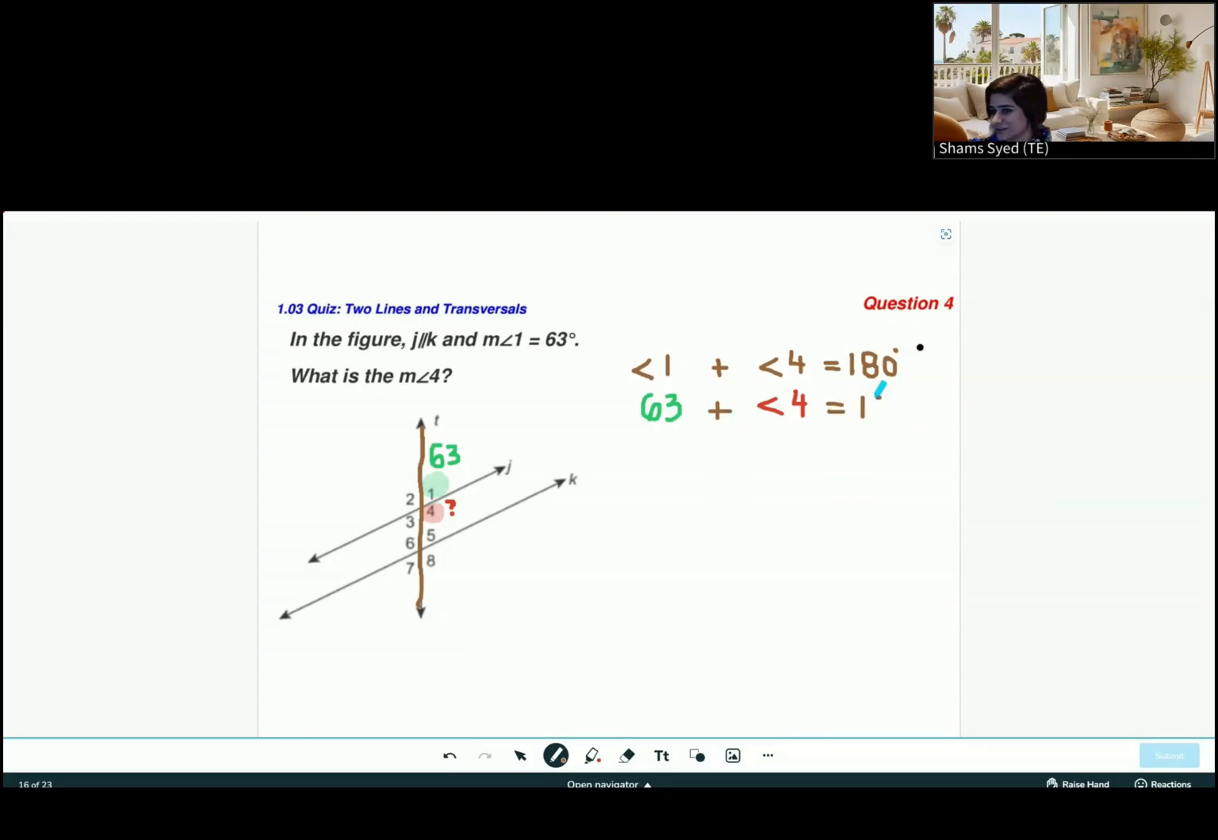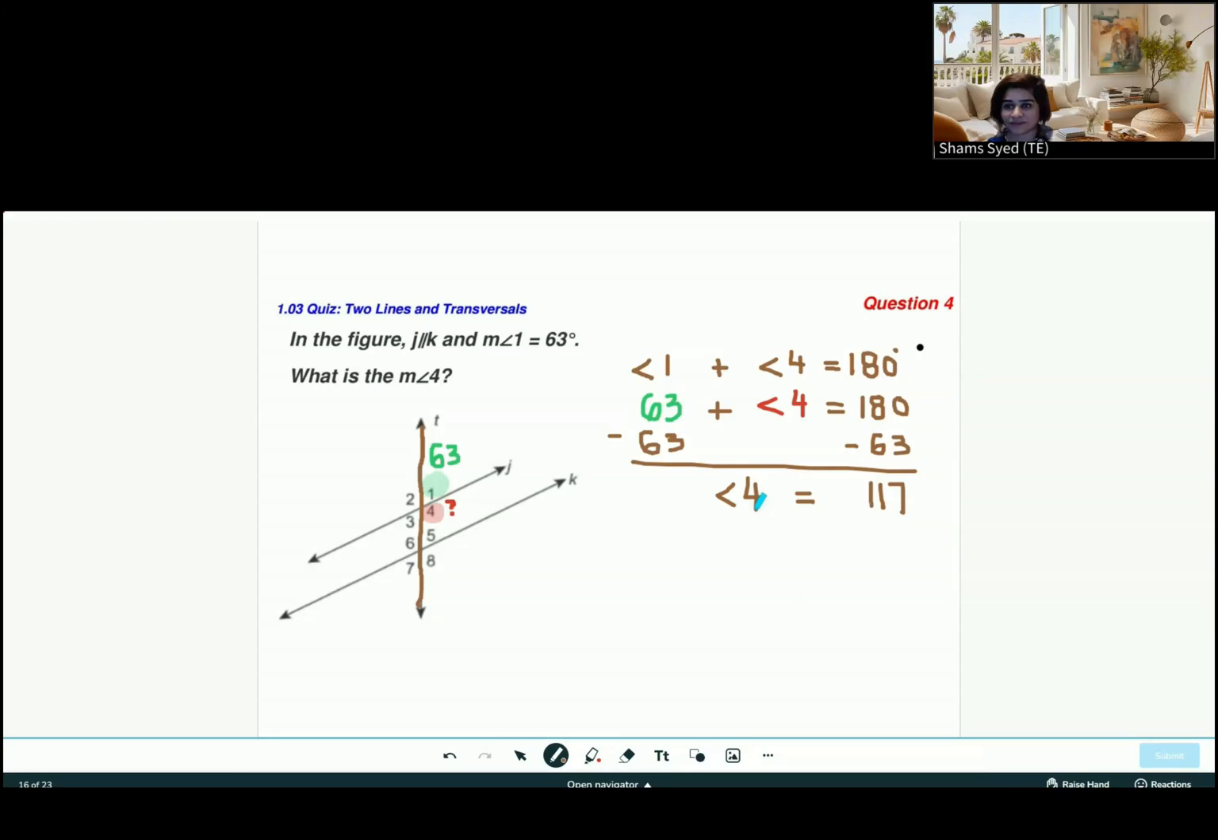Think about it. It's not going to be a hard thing to do. It's like a one-step equation. Yes, Surya, you're right. In order to find angle 4, you should subtract, right? You will just subtract 63 from 180, and you should get angle 4. Violet, Huria and Kayla say 117. When I did the question, I also got 117 for angle 4.